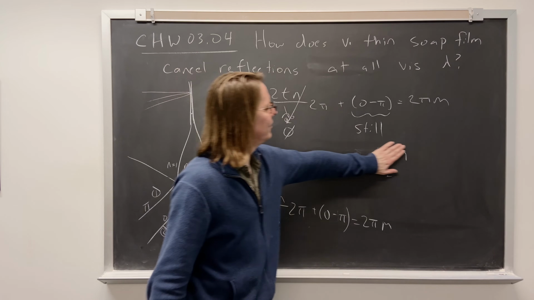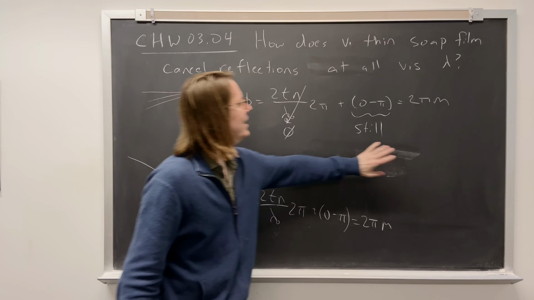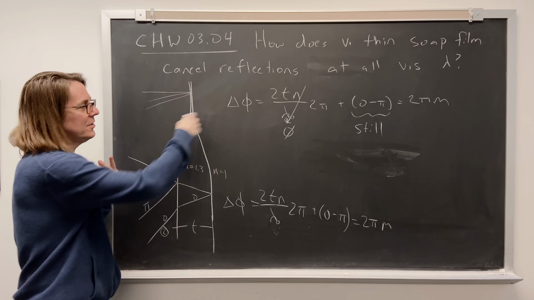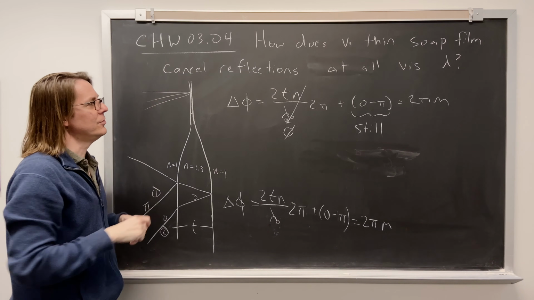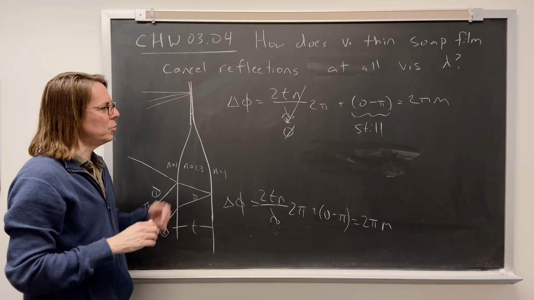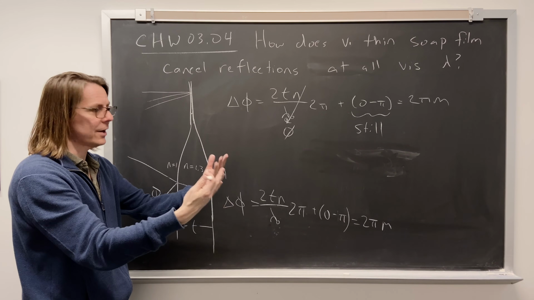Don't worry about that. The physical explanation is that these two things bounce off out of phase. Thickness has nothing to do with it. Just because of the phase reflections, they bounce out of phase and they cancel. And that's why all the light goes through and it looks black because nothing comes back.